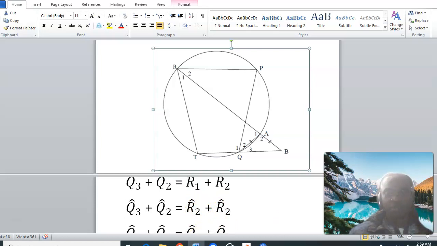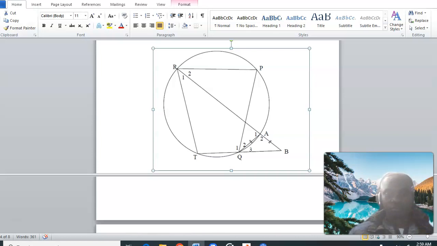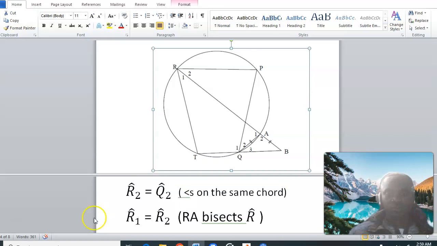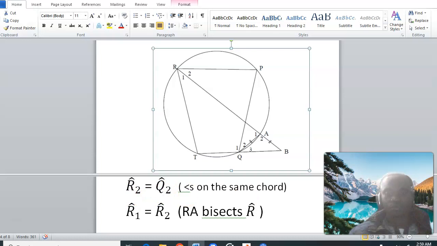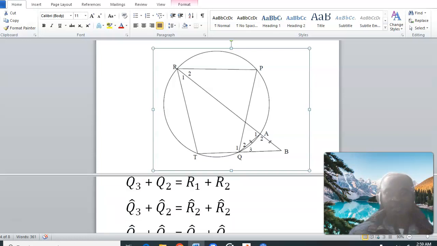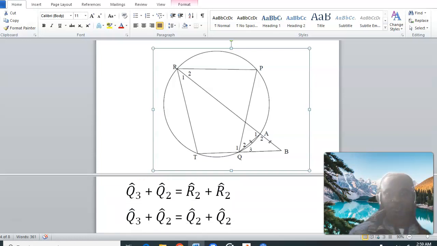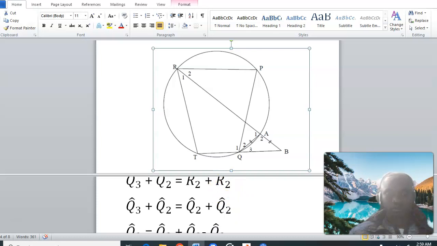We prove that. Let me show you. R2 is equal to Q2. So this is already there. Q3 plus Q2 is equal to Q2 for this R2, Q2 for this R2.